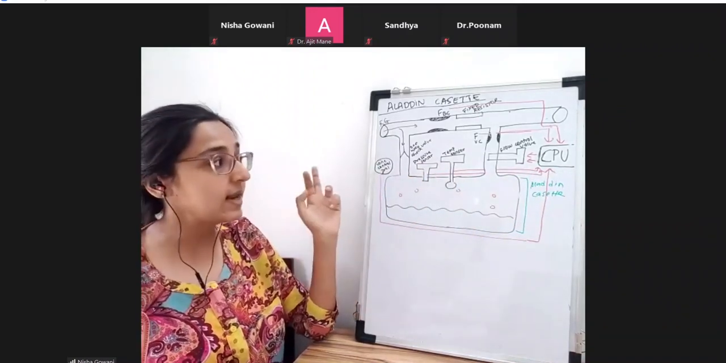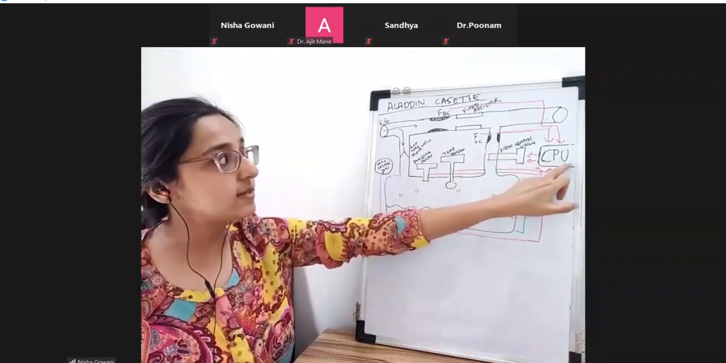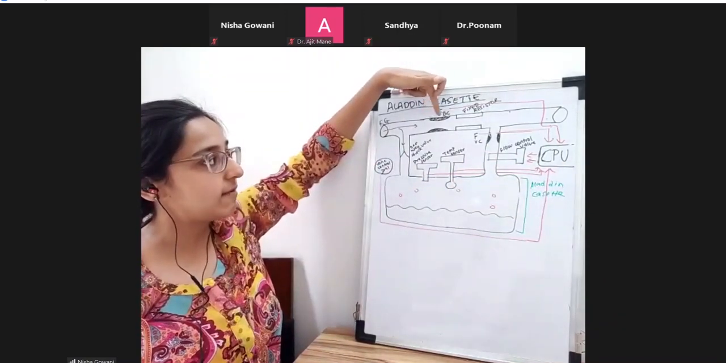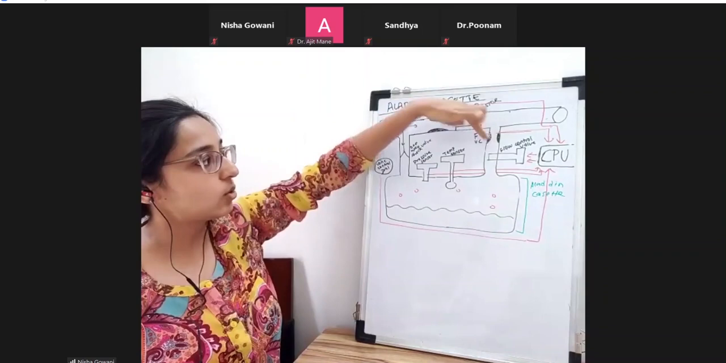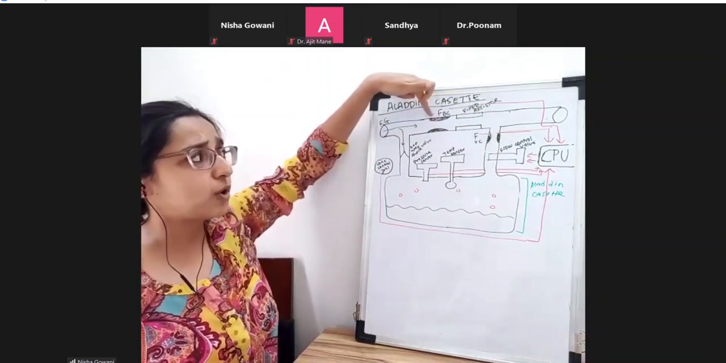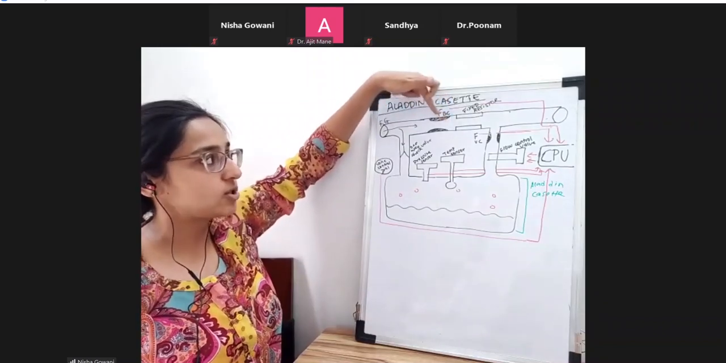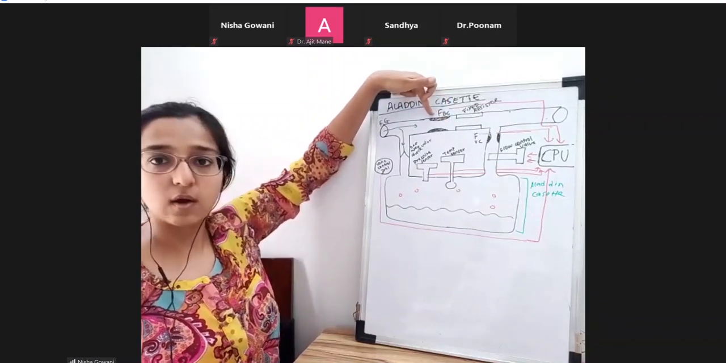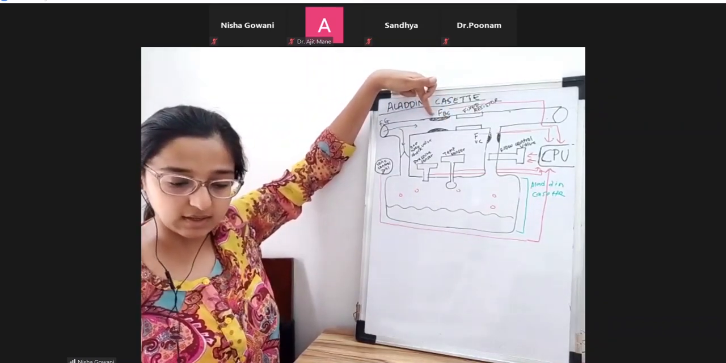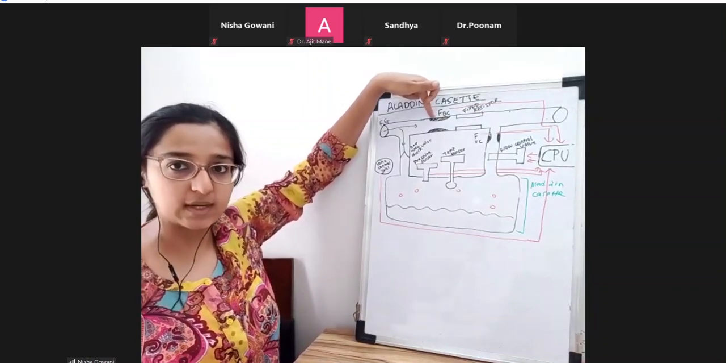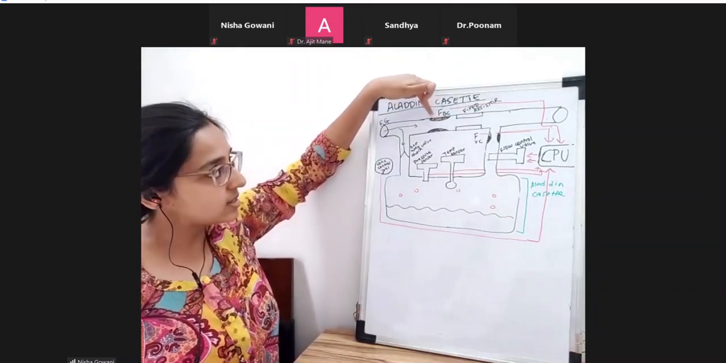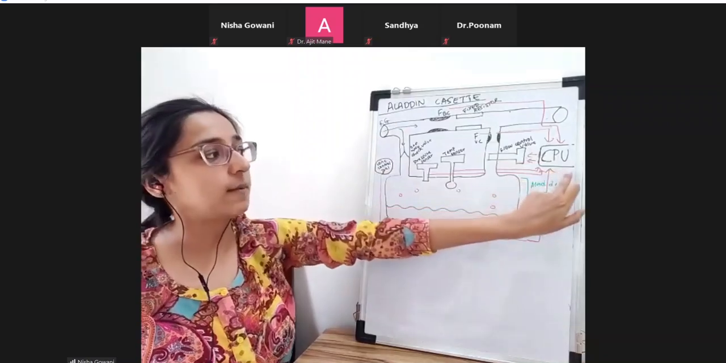Next, the CPU also receives a message from here. What is this that I have drawn over here? These are also flow measurement sensors. The fresh gas flow which is coming to the bypass chamber will be sensed by the flow measurement unit located in the bypass chamber. This flow rate message will come to the CPU.